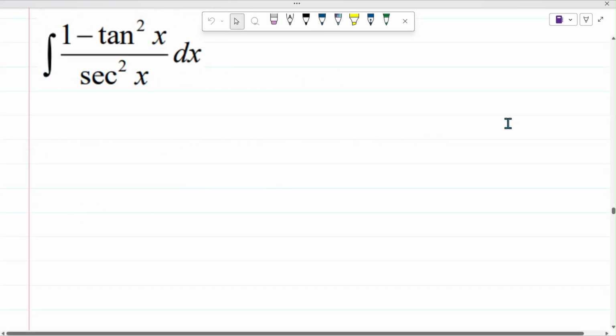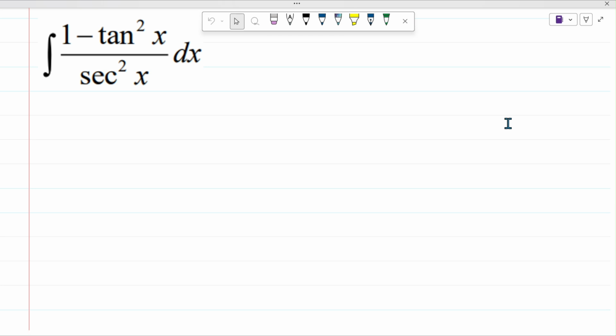Another one. We can see that here we're given the integral of 1 minus tan squared of x dx, all divided by sec squared of x.